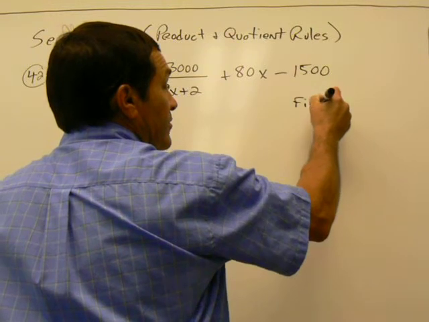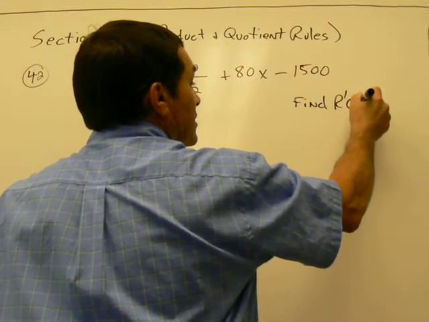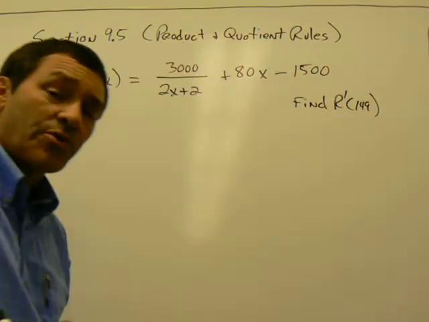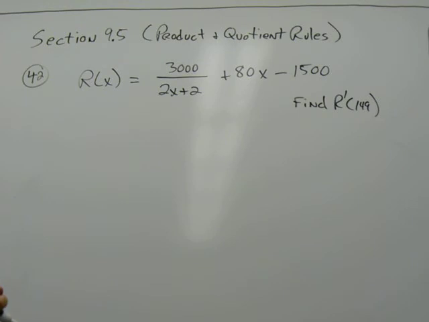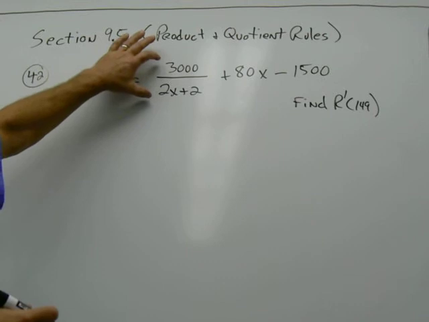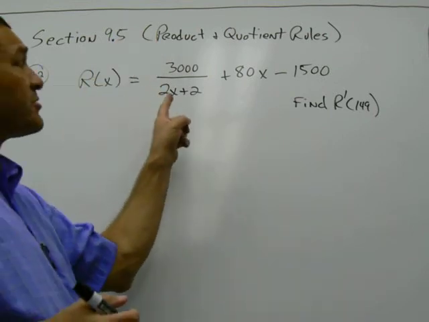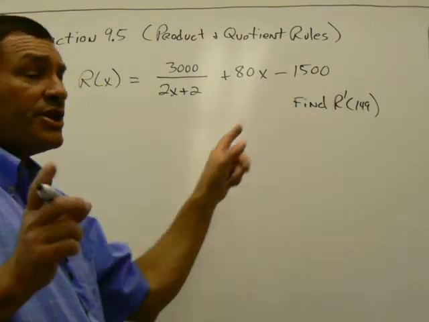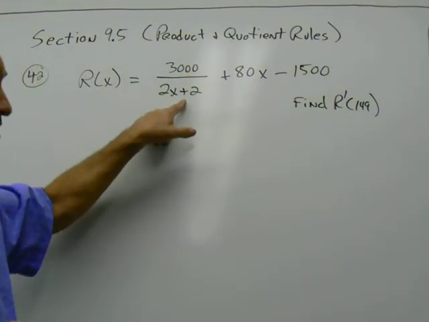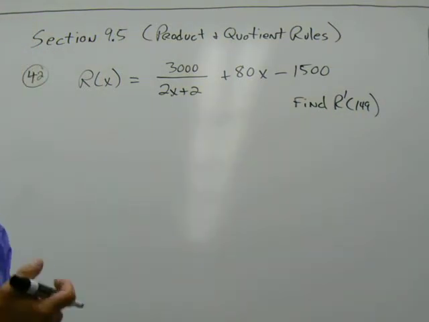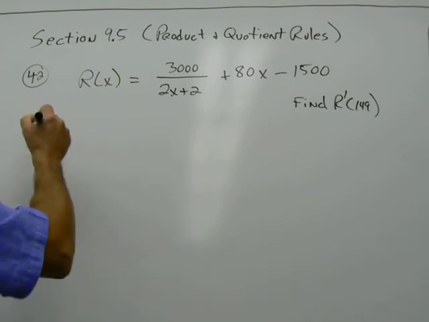Find r prime of 149. Easy enough to do. The thing that makes this a little bit interesting is the way the function is written. It looks like, if you take the derivative term by term, when you find the derivative of this first term, you're going to have to use the quotient rule. And that would work, and you could do it that way. I'm going to choose to do something just a little different.